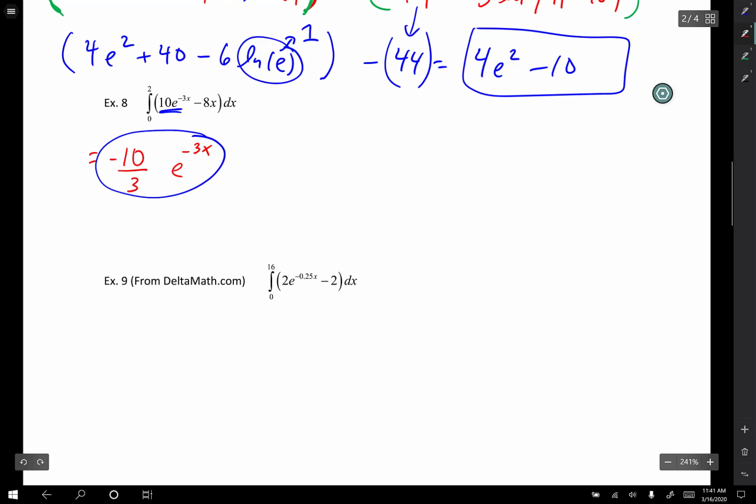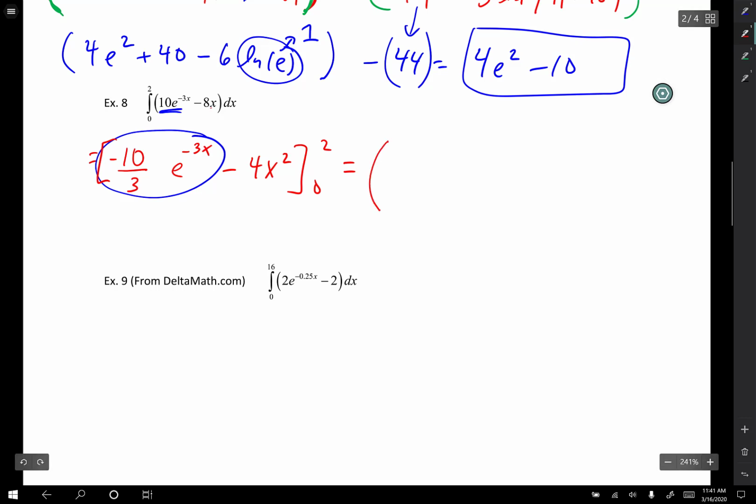Negative 3. So that's the antiderivative of that, and then minus the antiderivative of 8x is 8x squared divided by 2, so 4x squared. And since I have more than one term, I have two terms, I'm going 0 to 2. So here we go. We're going to have to do both, guys. Some of you guys have been getting lazy and don't try the 0, but the 0 does affect this one. So let's plug in the 2.